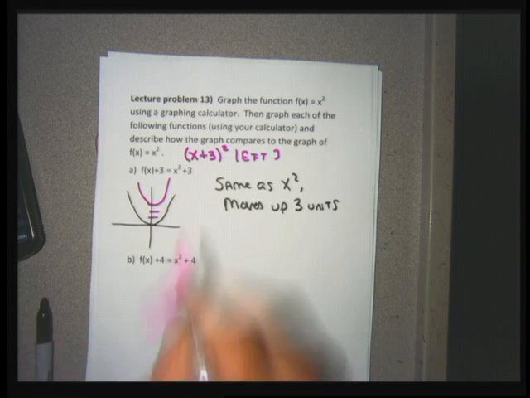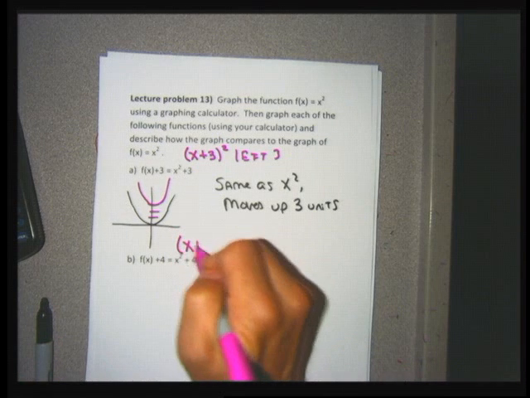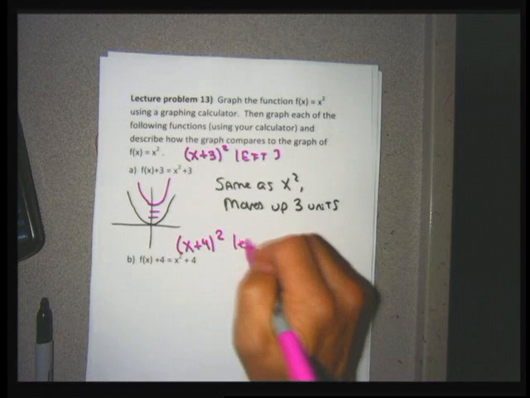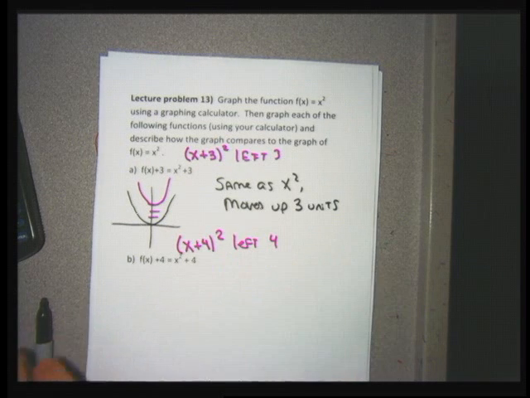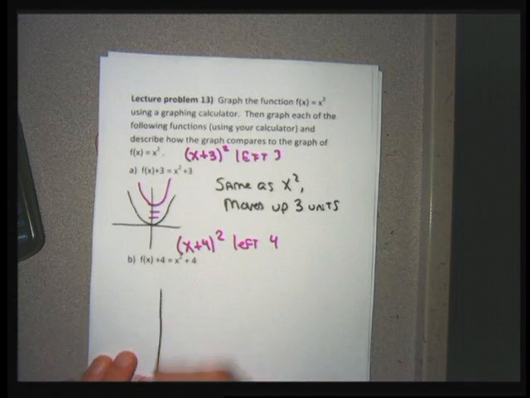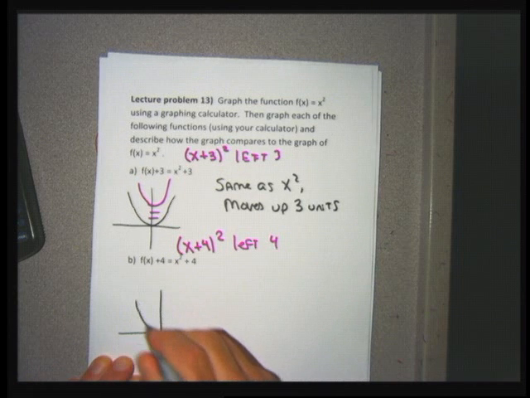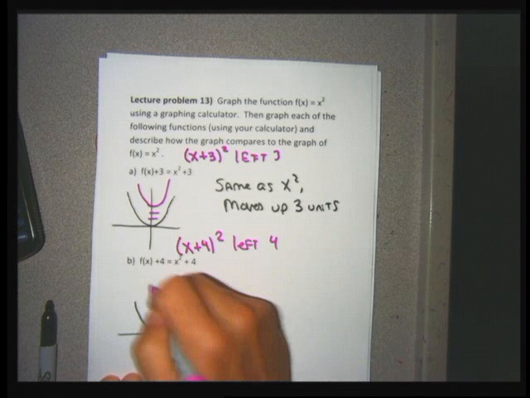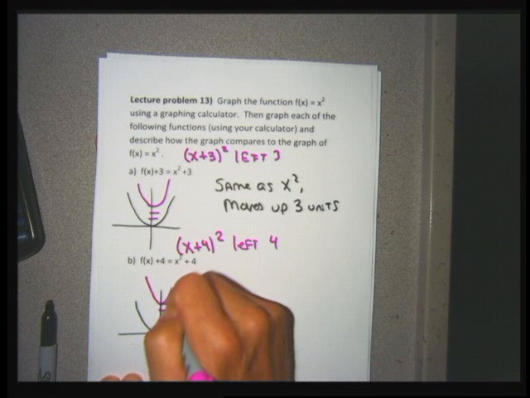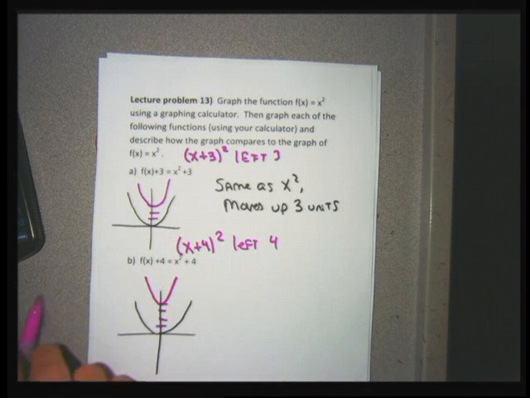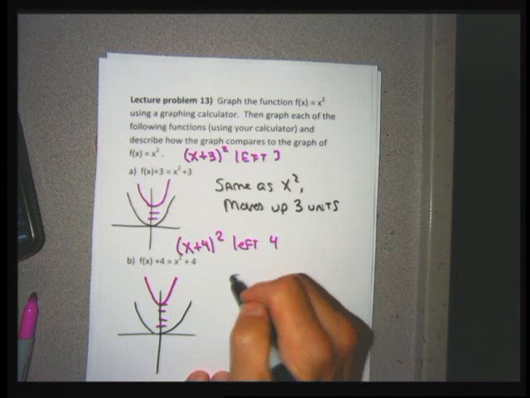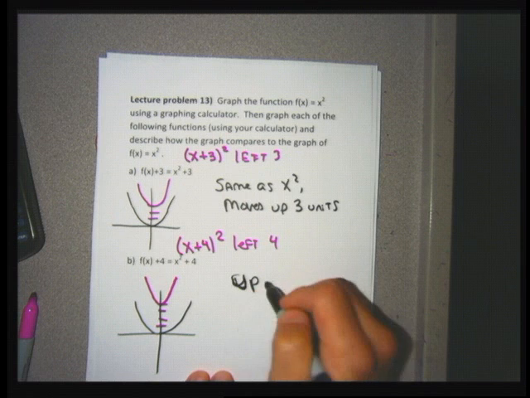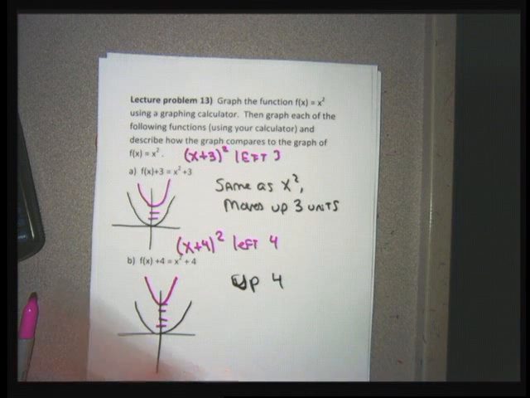For part B, if this said x plus 4 quantity squared and the plus 4 was in a parentheses, the graph would be moved left 4. But because the 4 isn't in a parentheses, it's going to move the graph up. So when I go to graph this on my calculator, it is going to produce a parabola whose vertex is on the y-axis. And this graph is going to be the same as the graph of x squared, but it's moved up 4 units.